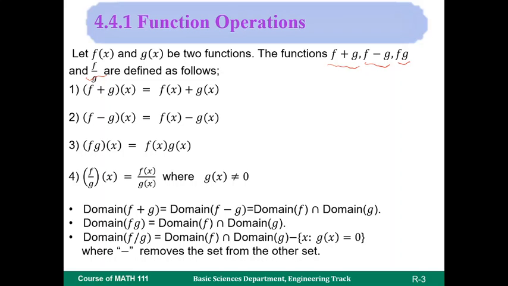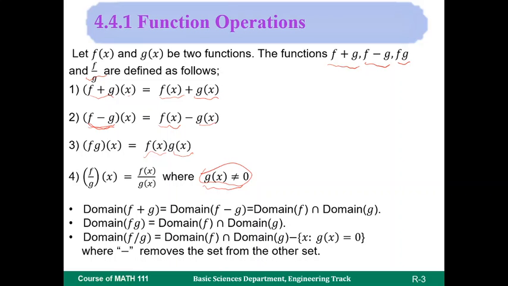Now, here we define the sum of two functions as the sum of the values of the two functions at the point x. So this is a new function, f minus g of x, which is defined as f of x minus g of x. And in the same way, f times g of x is equal to f of x times g of x, and f over g of x is equal to f of x over g of x. Here, of course, we have this condition: g of x should not be equal to 0.